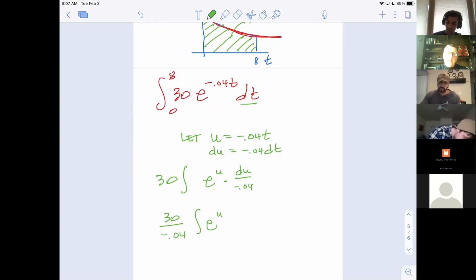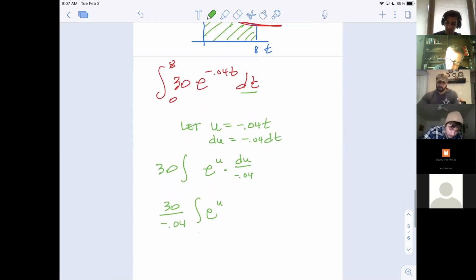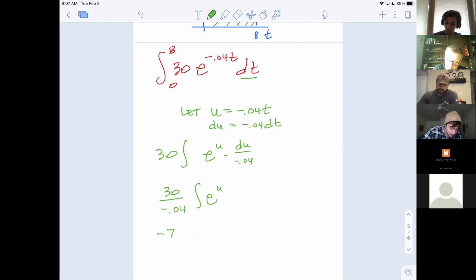And I could even divide that. It's probably a whole number. What's 30 divided by 0.04? 750. So this is actually negative 750 times e to the u du.